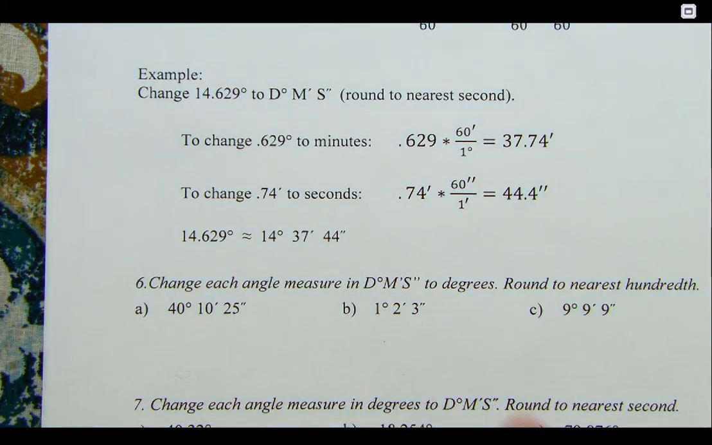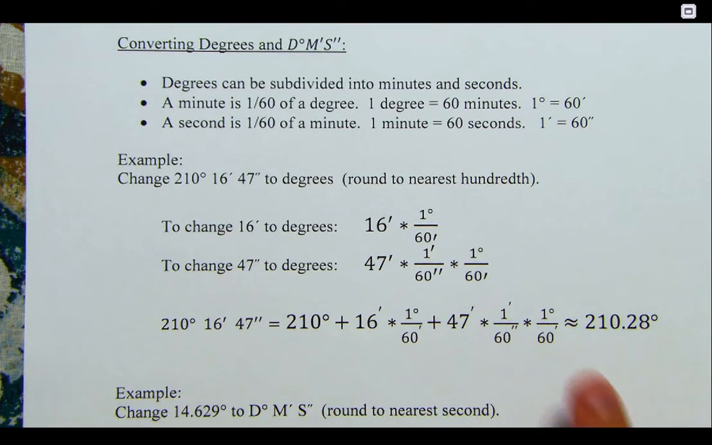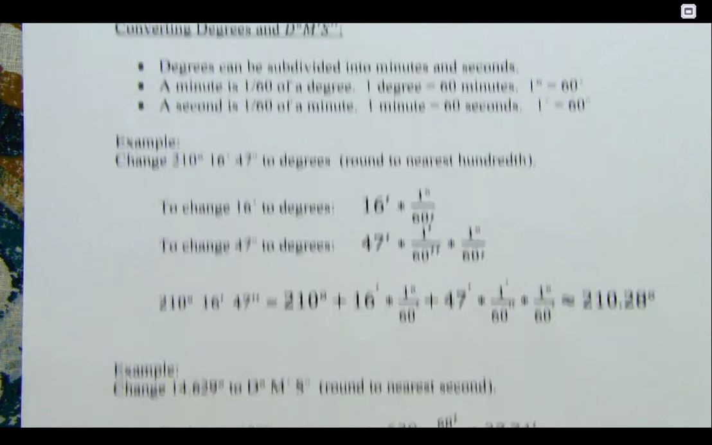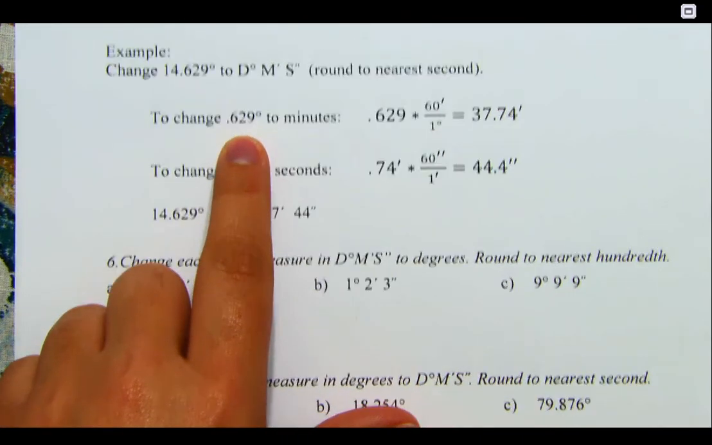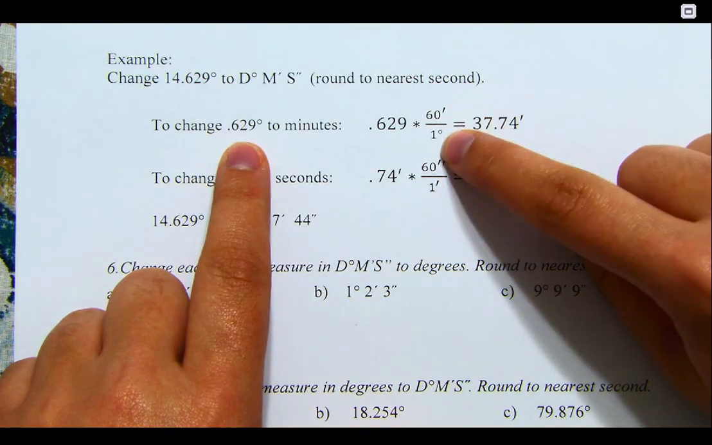Okay, now again, since this represents a degree, when I'm looking at this ratio right here, I have to flip it so that the degree is in the denominator, so those labels cancel each other out. So this time we're going to multiply by the 60 minutes over the degree.